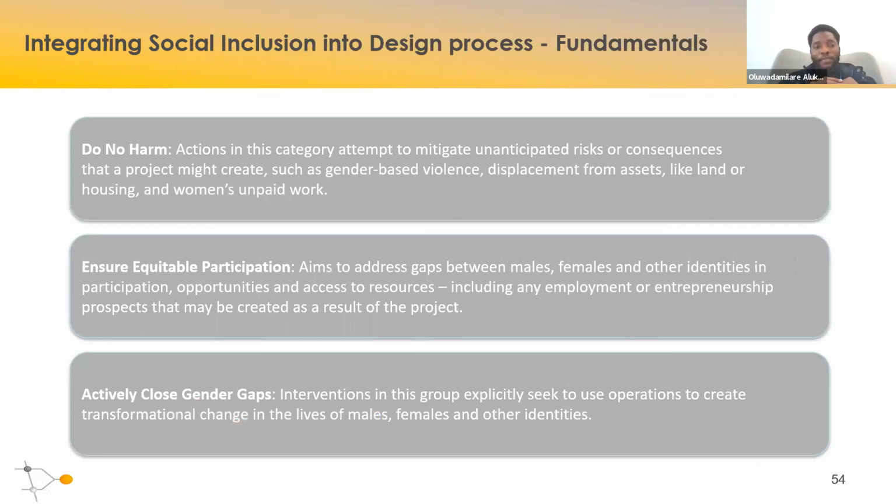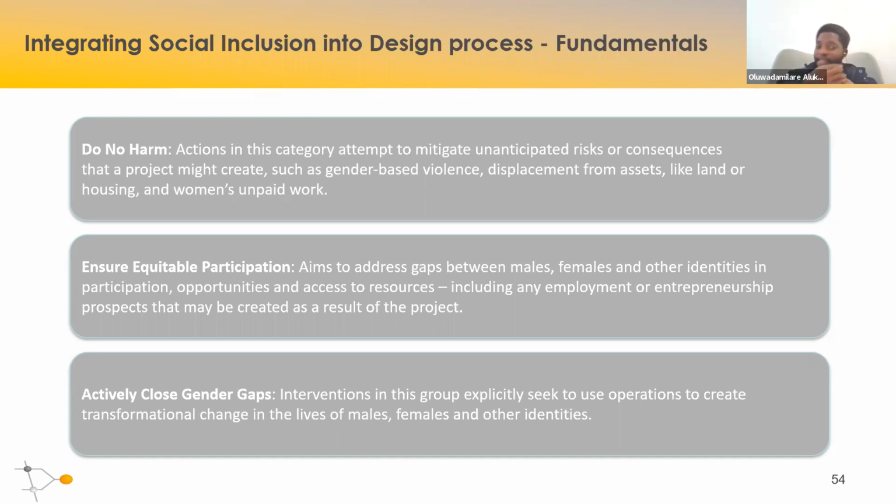The basic fundamentals of social inclusion, and you will see this if you just do a Google search. I didn't come up with it. It's quite a popular mantra. It basically revolves around three points. The first one is do no harm. Basically, in this category, you try to avoid unexpected risks or consequences that the project or product can create, such as gender-based violence, displacement from assets, land, housing, women's unpaid work. Basically, your project should not leave people worse than they were. No matter how bad they were, your project or product must not leave them worse.